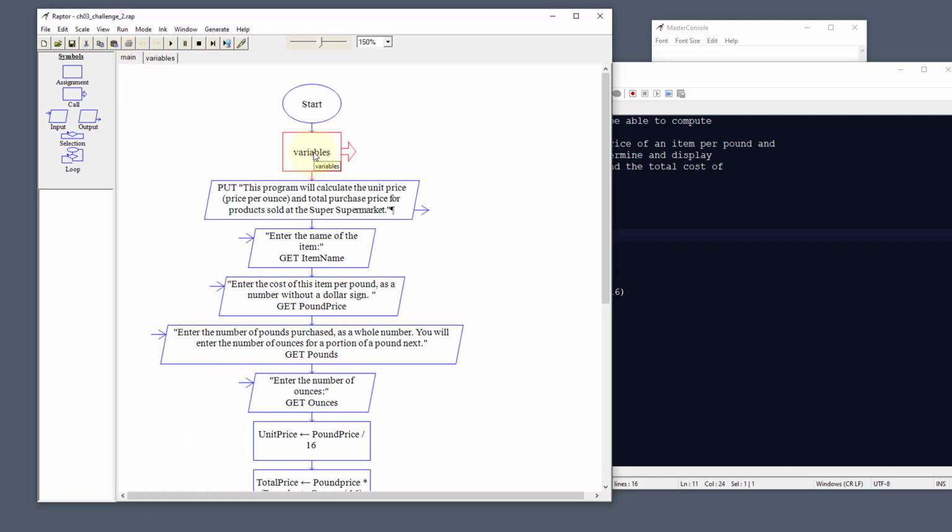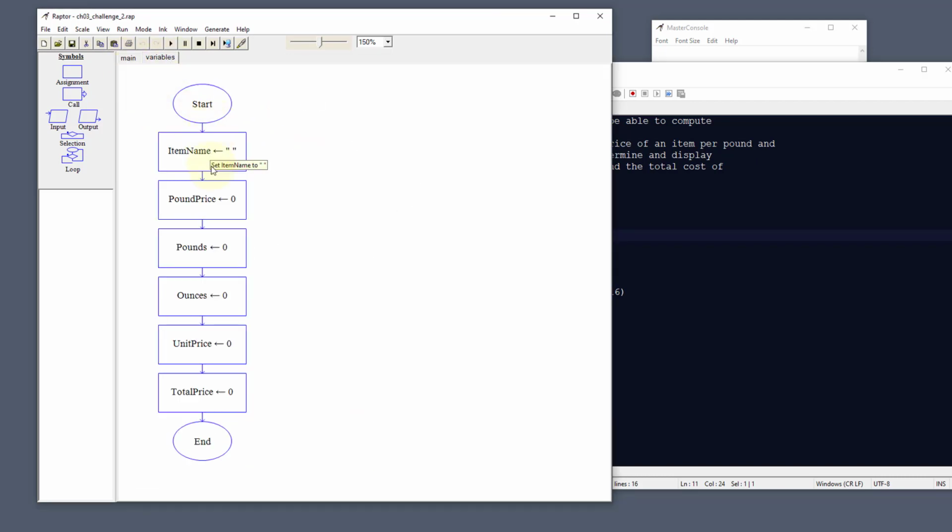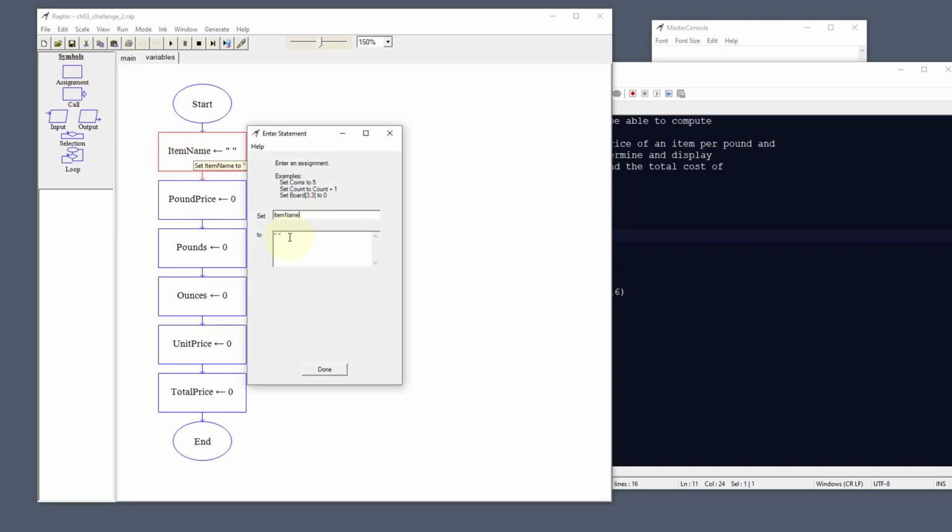So the program is going to call over here. It's going to put all this information in. It's going to set the item name to blank, pound price to 0, pounds to 0, ounces to 0, unit price to 0, and total price to 0. So you would just drag your assignment over here to each one of those, and you would just double click in there and put your item name in, put a quote with a space in there for that one.